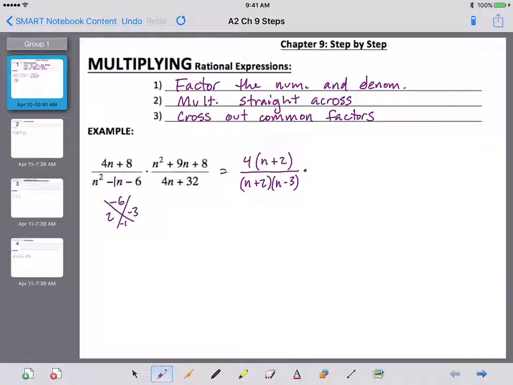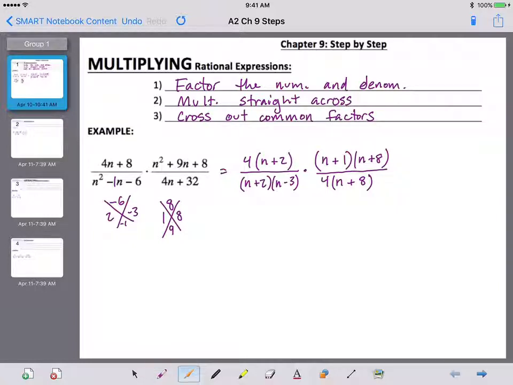Then we do the same thing in that second fraction. Notice that we have an 8, so we have to think of factors of 8 that add up to 9. That one's pretty obvious, that 1 times 8 gives you 8, and 1 plus 8 is 9. So we've got n plus 1 times n plus 8. And lastly, that denominator, 4n plus 32, both have a 4 in common as well. If you factor a 4 out, you're left with n plus 8.